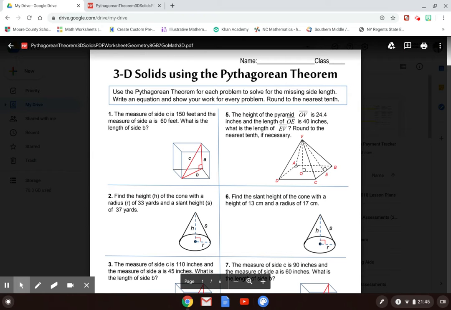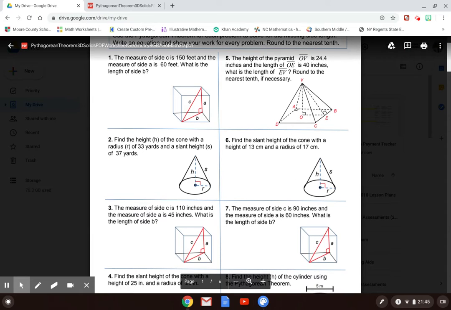Okay, so the instructions say to use the Pythagorean theorem for each problem and solve for the missing side length. Then write an equation to show your work for every problem and round to the nearest tenth. If I start with the first one, it says the measure of side C is 150 feet and the measure of side A is 60 feet. What is the measure of side B?